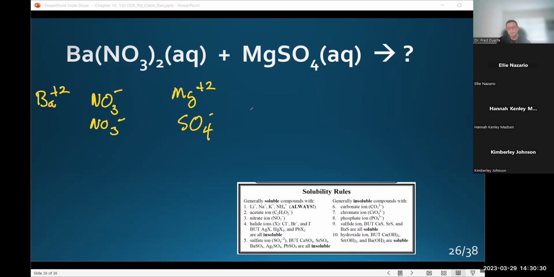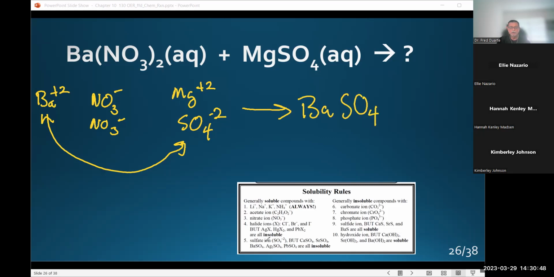Okay, now, once we have that, we know how to put them together. So the new partners are going to be barium and sulfate. Excuse me, it's a -2 right there. So the barium will combine with the sulfate to give us barium sulfate. We combine as a 1-to-1. We know from the solubility rules that we're going to have an insoluble product, okay?